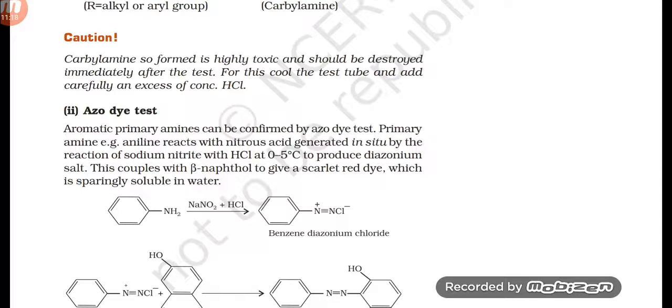Azo dye test. So aromatic primary amines can be confirmed with azo dye test. Primary amine, for example aniline, reacts with the nitrous acid generated in situ by the reaction of sodium nitrite with HCl at 0 to 5 degrees Celsius to produce the diazonium salt. This couples with beta-naphthol to give a scarlet red dye which is sparingly soluble in water.